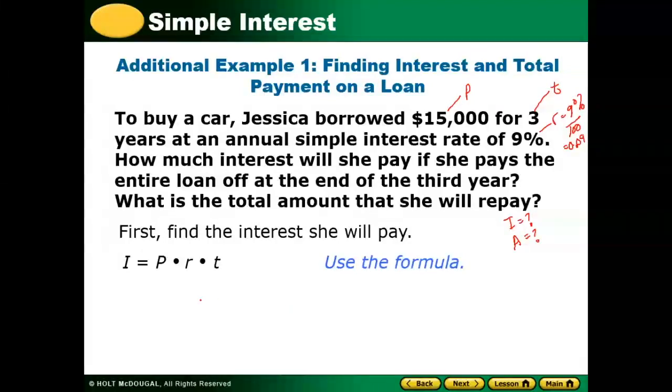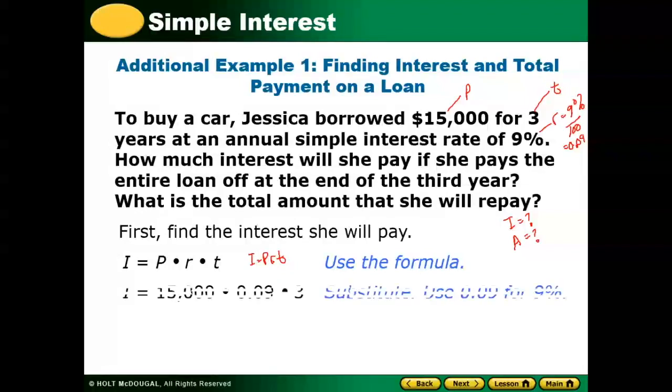So I equals PRT is the formula we're going to use. These little dots indicate multiplication, but usually it's just written like I equals PRT. All of these touching indicate multiplication. We talked about that 15,000 was my principal, so I put that in for P. My rate, I converted to a decimal. It was given as 9%, but we divided by 100, which gave me 0.09. And our time was already in years, so we used just 3.